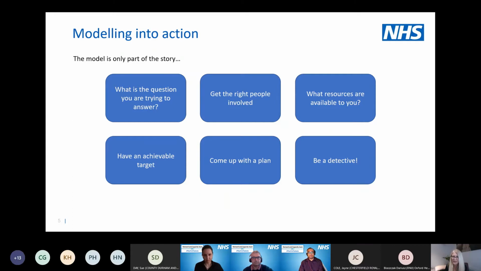And be a detective. You know, it's about really finding out things, asking questions, and actually when you start modelling, you find out things that you didn't know, and you can go away and ask other questions, and it becomes a really interesting piece of work. Thanks, Matthew.